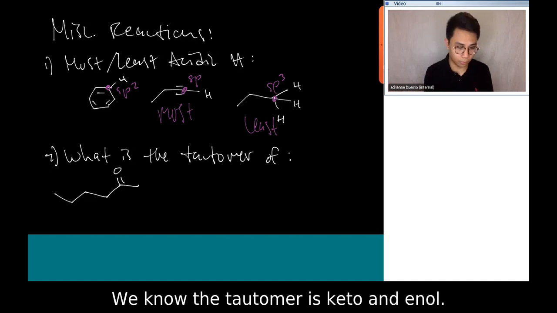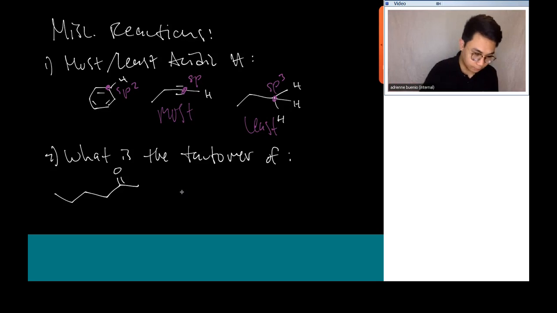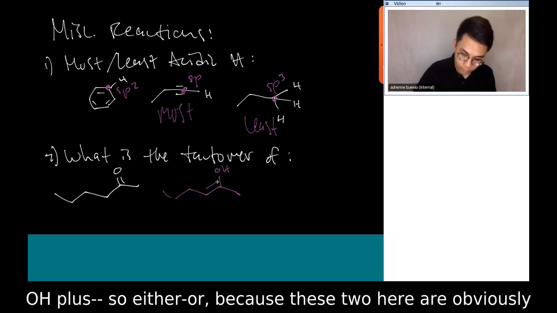Okay, what about the tautomer? We know the tautomer is ketone enol, right? So you guys should have gotten something like this, and it's a bit backwards, but oh, so there. And you guys should have gotten something like this, OH plus, right?